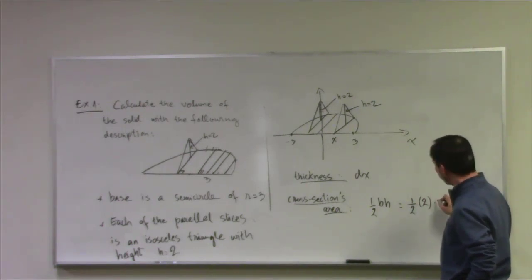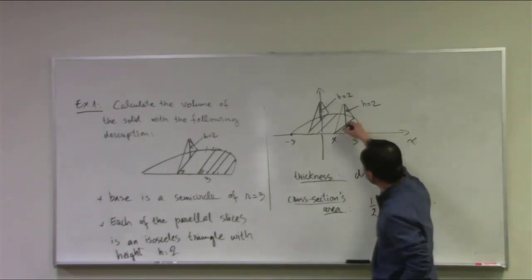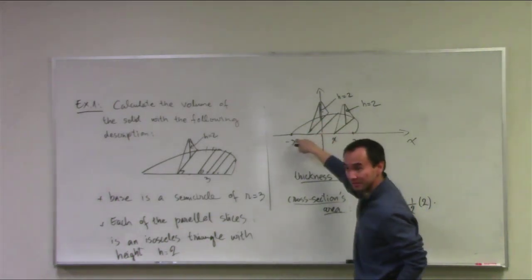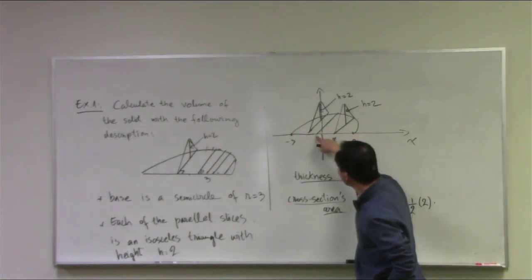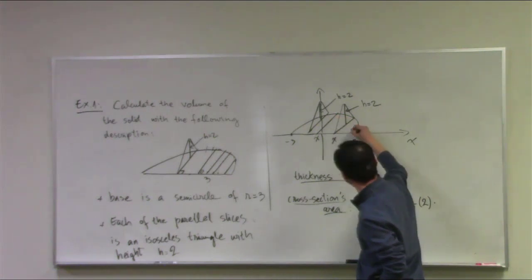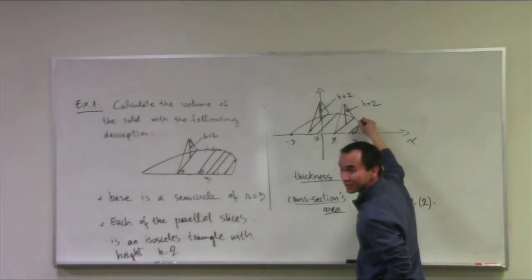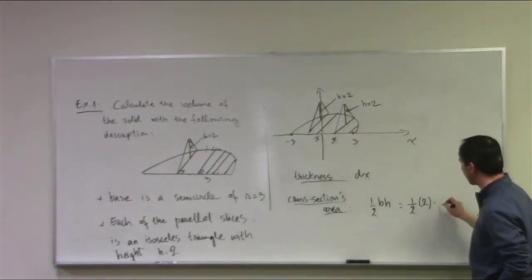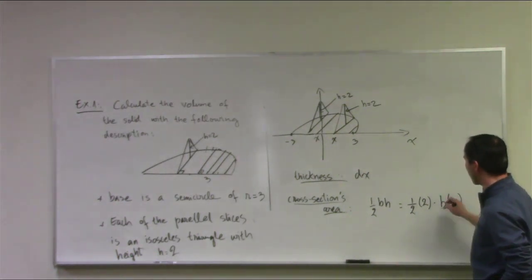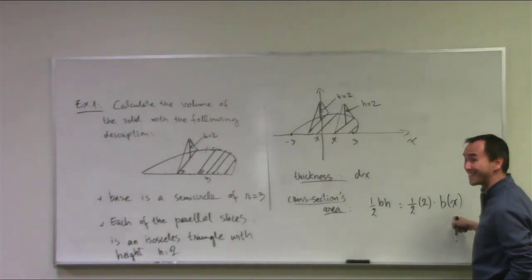But the length of the base here is determined by where we put the slice on the x-axis, right? Because if you put the slice at some other x value, it's going to be maybe some long one, and when you put it here, it's going to be some short one. So the base is some function depending on x, where we put the slice on the x-axis. You guys follow it? That's the idea.